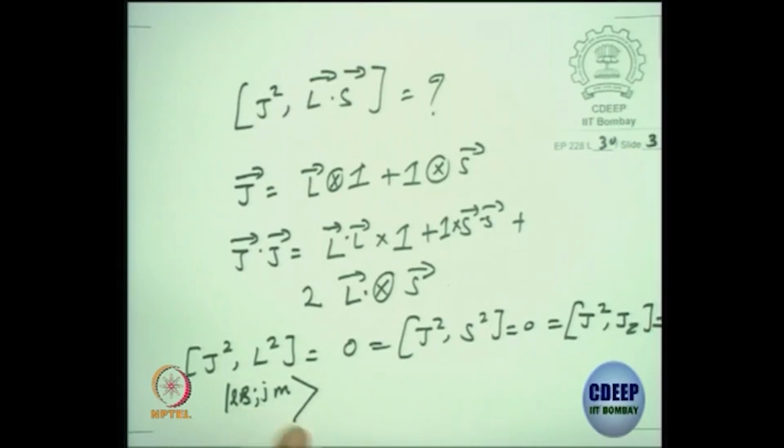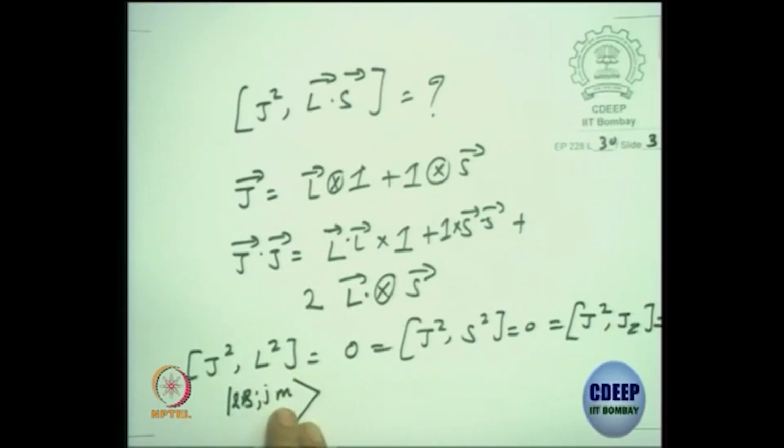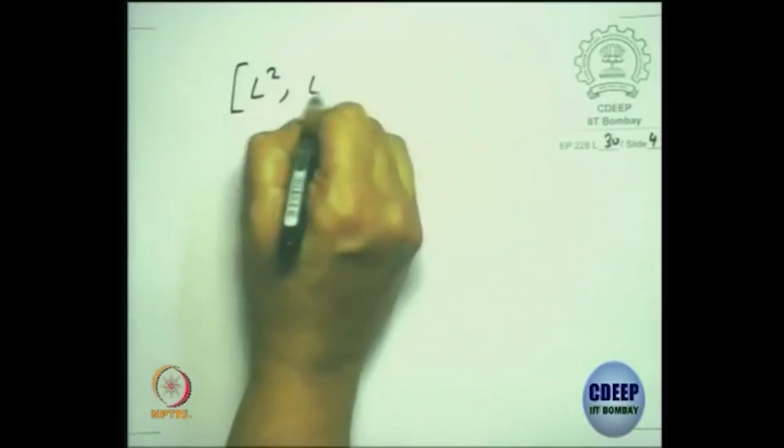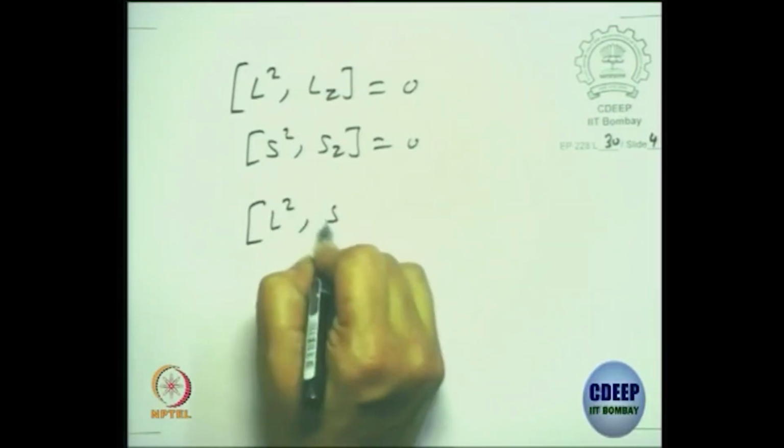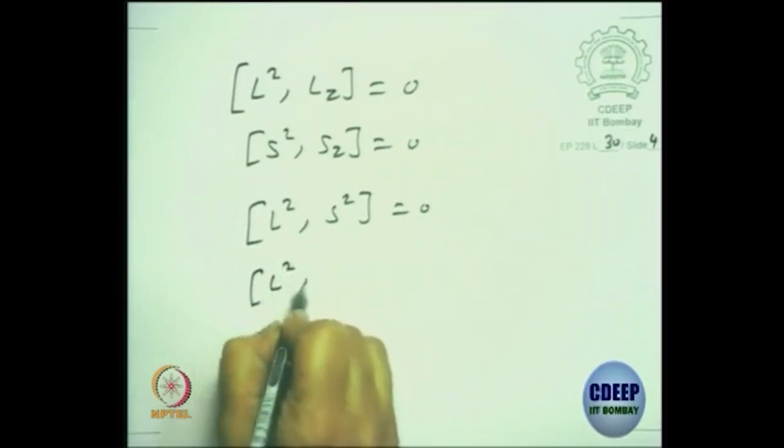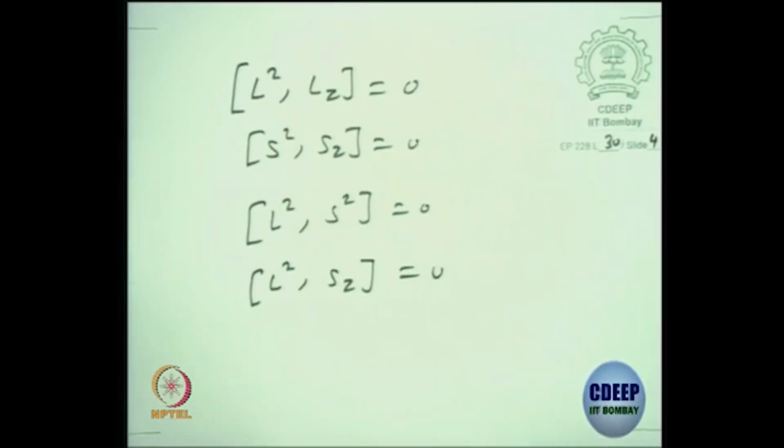This is a shorthand notation of writing a simultaneous eigenstate for this compatible set. So we have written a total magnetic quantum number here. We have not written separately, that is not there in this set. What is the other set possible where we can get the magnetic quantum numbers? We also know L squared, Lz is 0. We know S squared, Sz is 0. We also know L squared with S squared is 0. L squared with Sz is 0. Is this also a compatible set? What is this compatible set?